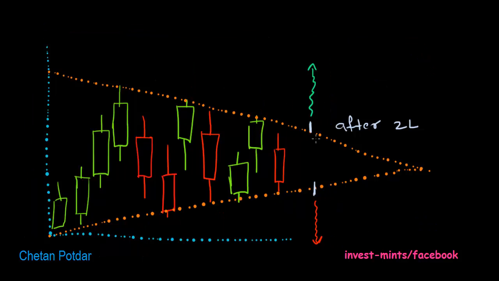So for us to make money out of this formation, what you need to do is, after 2L, you put a buy order or you put a sell order. This is called a touch if buy, touch if sell order. You put a buy order, and as the price breaks up, you buy the stock, price goes up and you make money, or you sell the stock, price goes down and you make money.